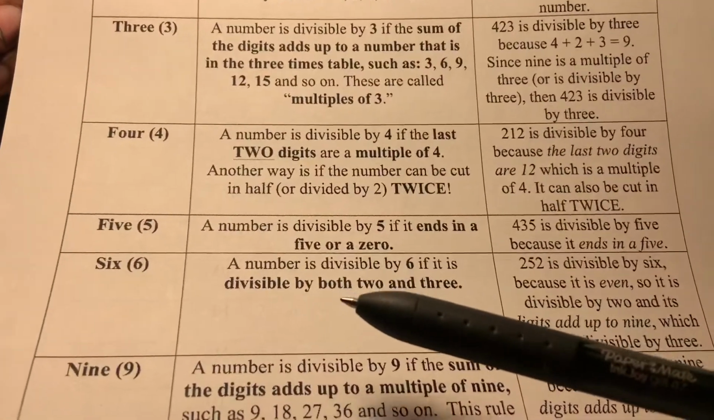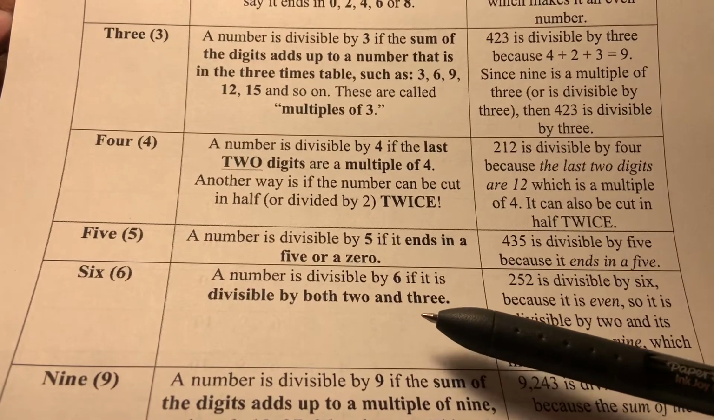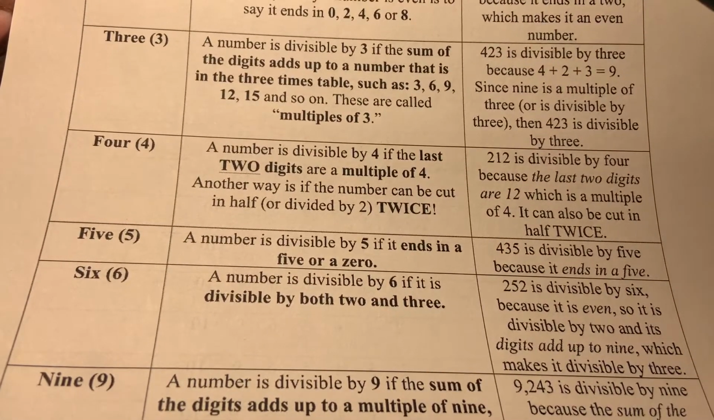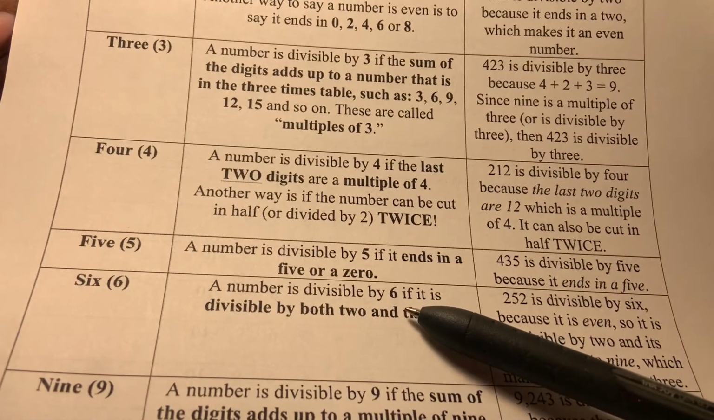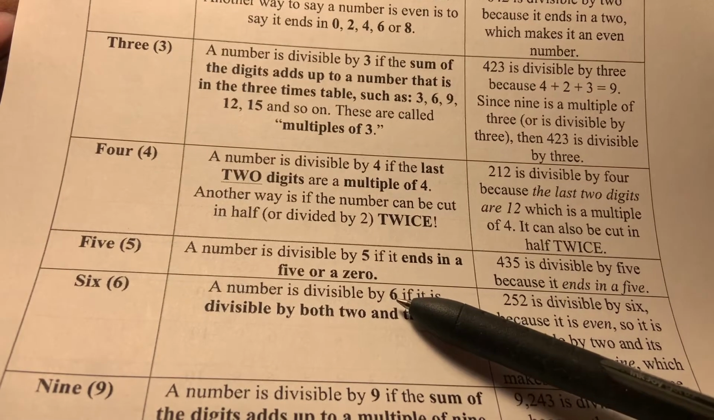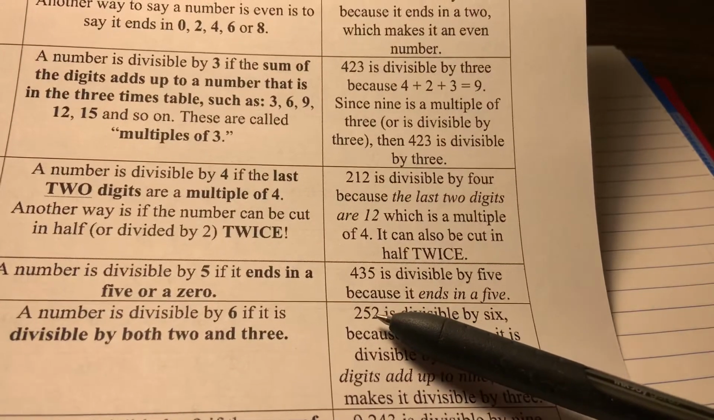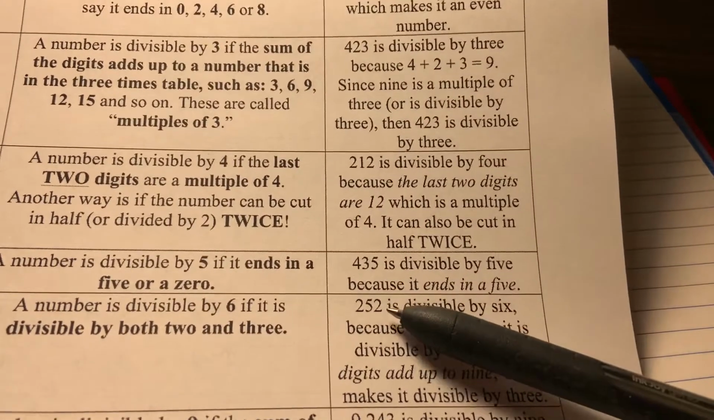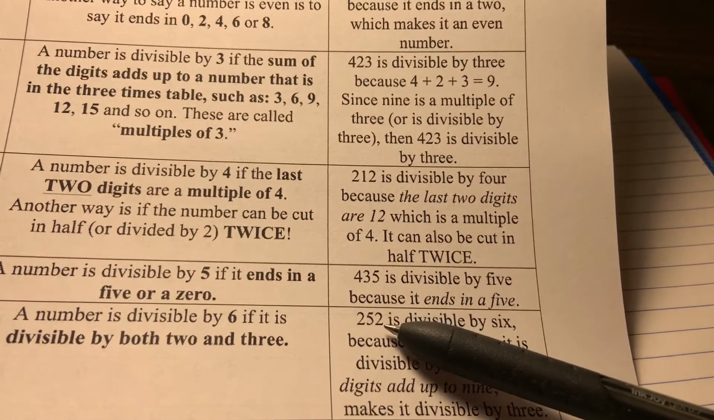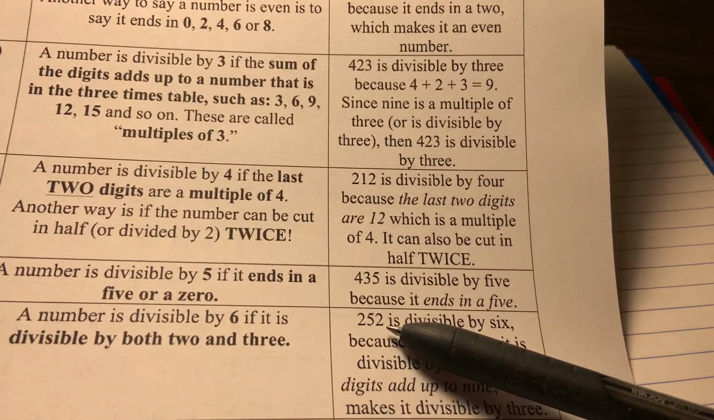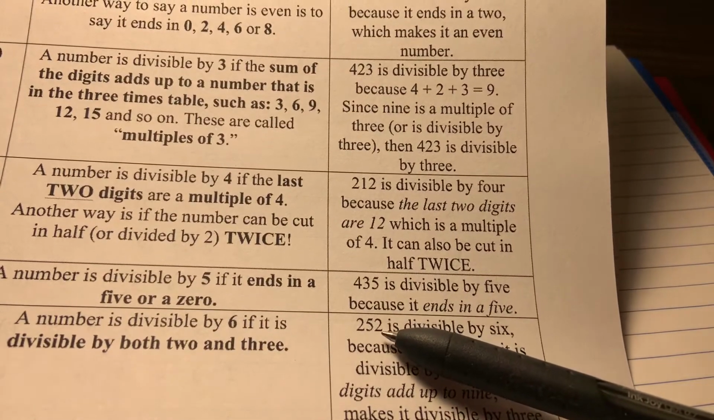Let's look at 6. A number is divisible by 6 if it is divisible by both 2 and 3. Now, folks, that makes sense if you think about it, because what is 2 times 3 equal to? You get 6, right? So what this trick is saying is, if I take a number like 252, I ask myself, can this number be divided by 2? Yes, it can, because it ends in an even number. The last digit is a 2. We know that any even number ends in a 0, 2, 4, 6, or 8.